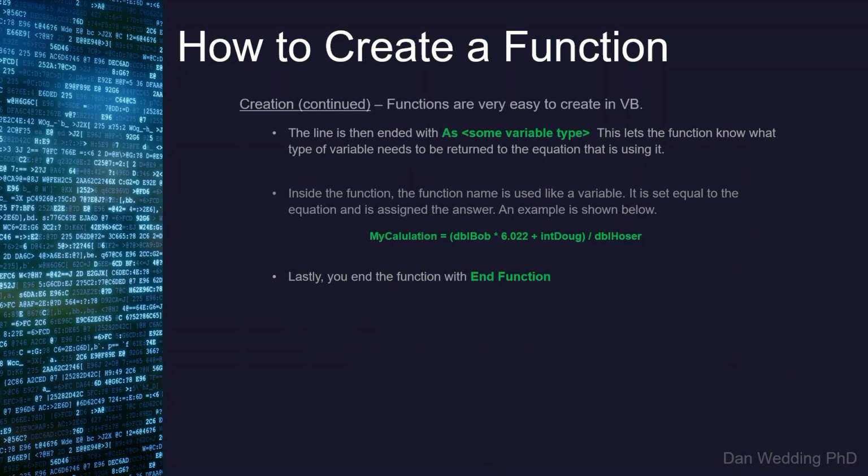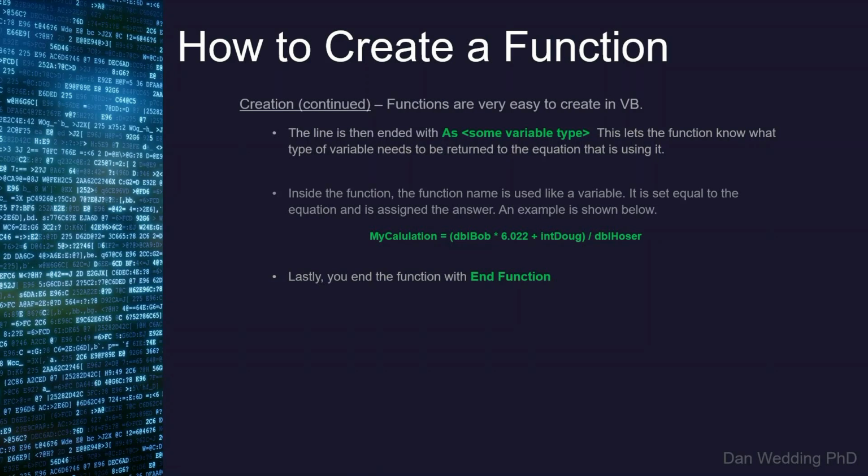The line is then ended with "as" some variable type. This lets the function know what type of variable needs to be returned to the equation that is using it. Inside the function, the function name is used like a variable. It is set equal to an equation and is assigned the answer. An example is shown below.